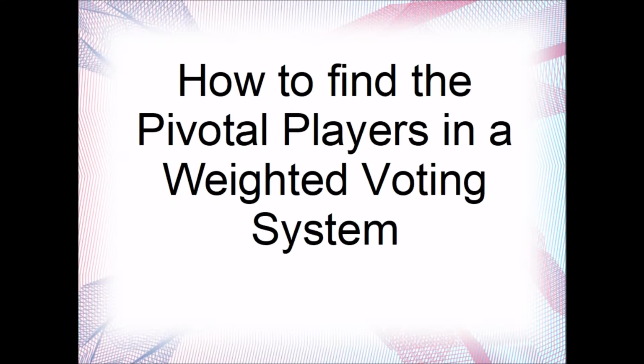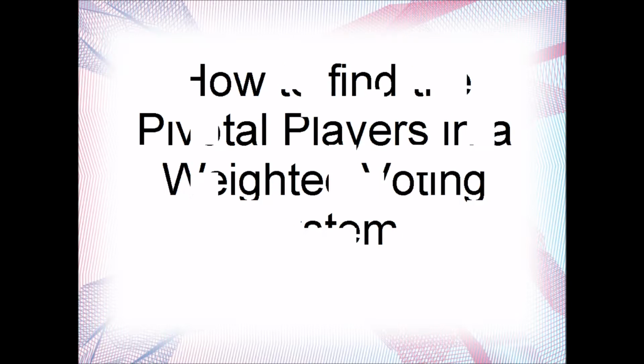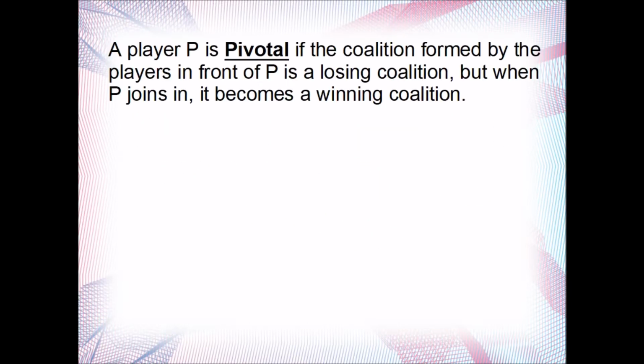This video is about how to find the pivotal players in a sequence in a weighted voting system. So let's get a definition first. A player P is pivotal if the coalition formed by the players in front of P is a losing coalition, but when P joins in, it becomes a winning coalition.